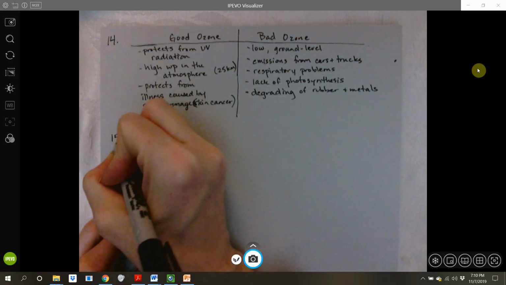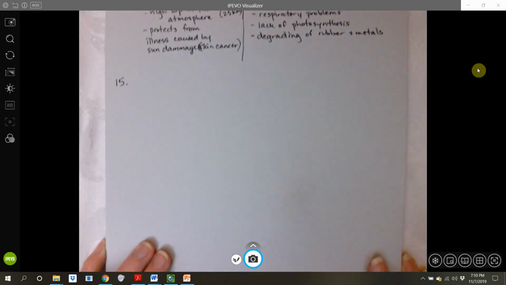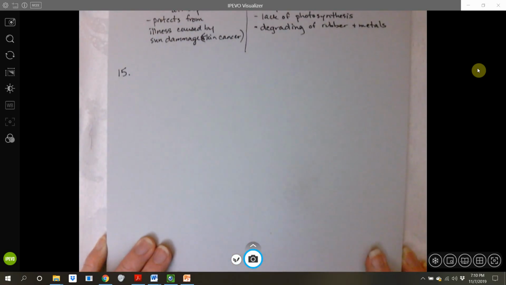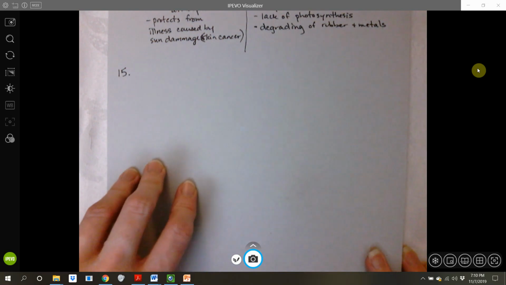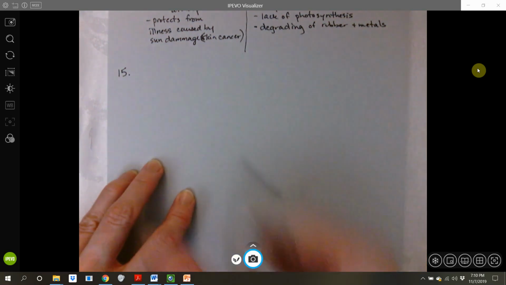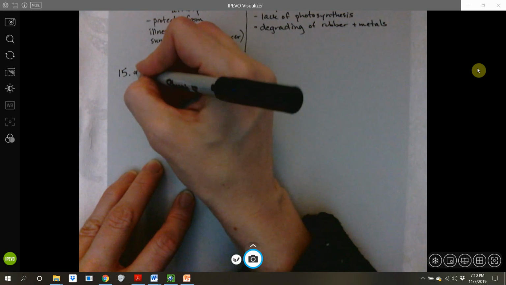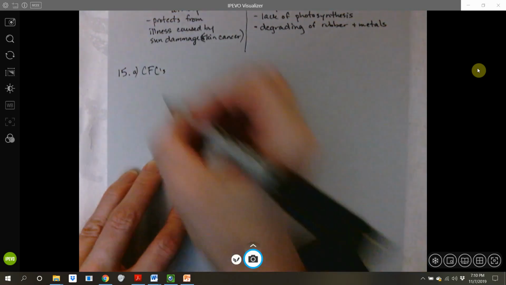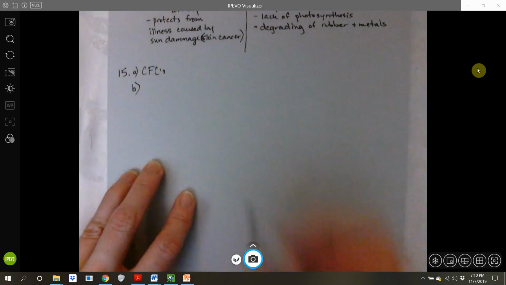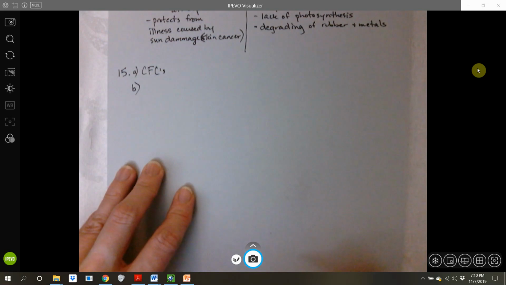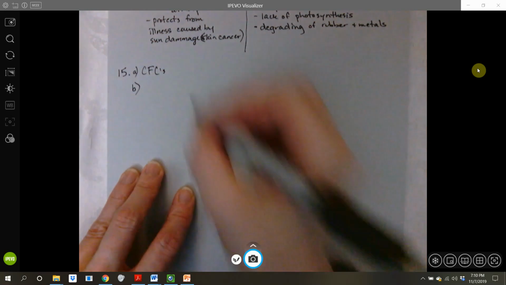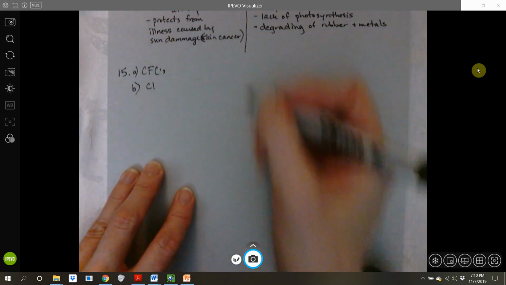15. What type of compound destroys the ozone layer? This is CFCs. 15B says, what is the element in these compounds which does the damage? It's chlorine.